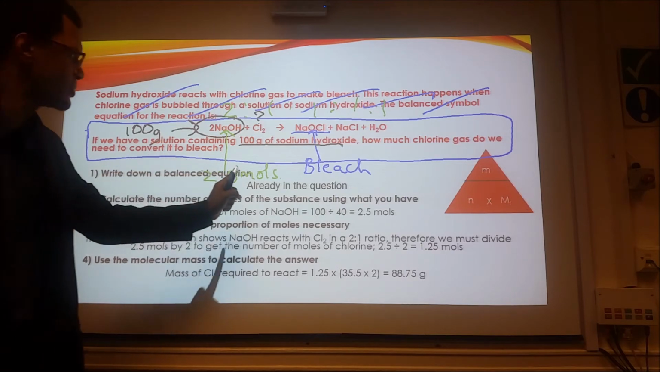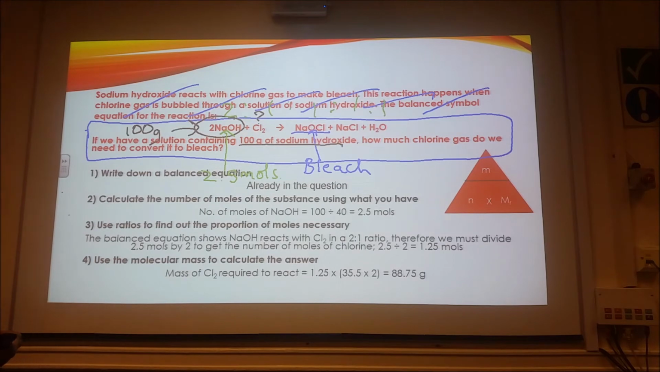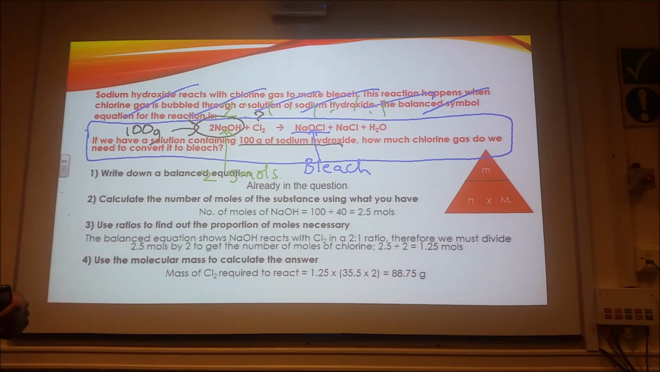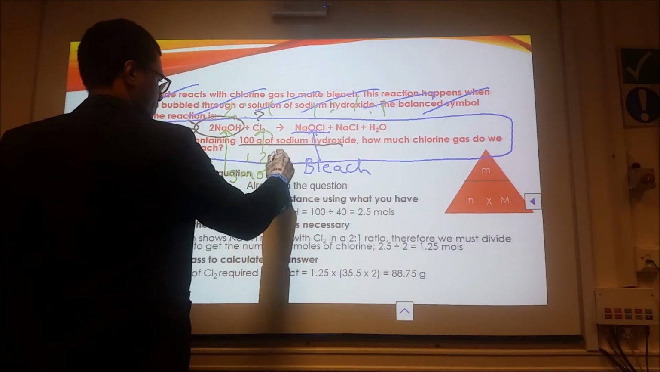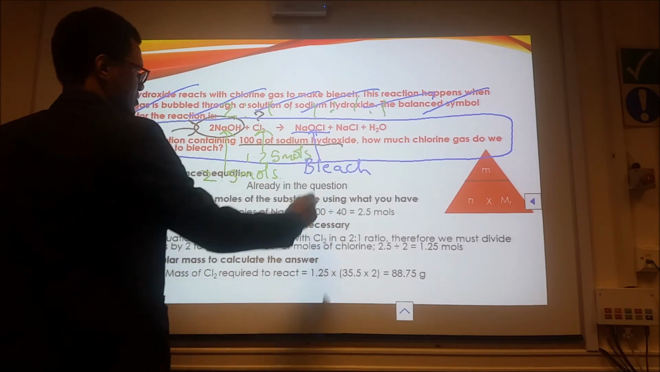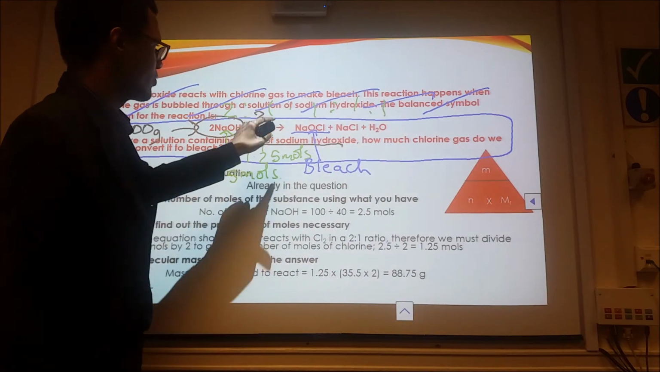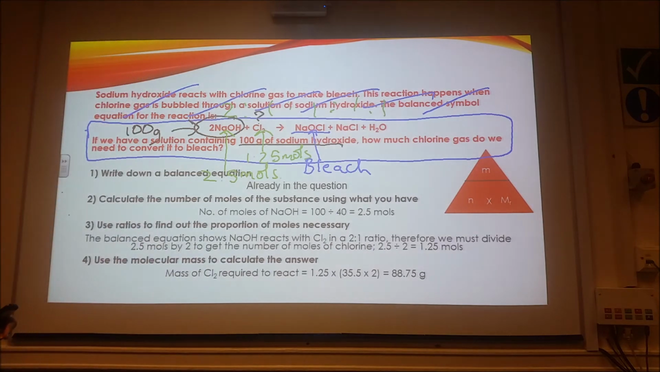That means the number of moles of this must be half that of NaOH. So in order to find this, we do 2.5 moles and divide it by 2. And 2.5 moles divided by 2 will give us 1.25. That becomes 1.25. And as I say, because all of these are 1 to 1 to 1, all of these will be 1.25, 1.25, 1.25. That's really important for you to remember.